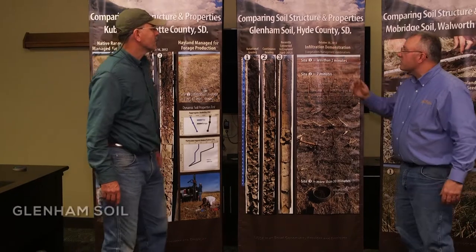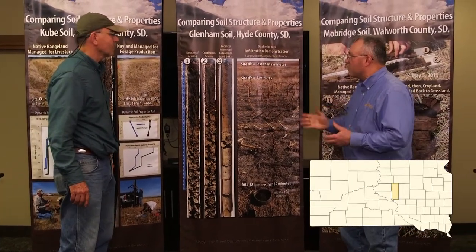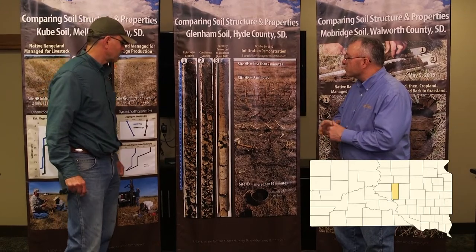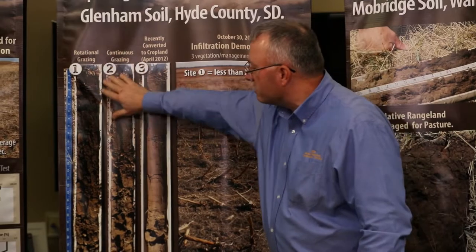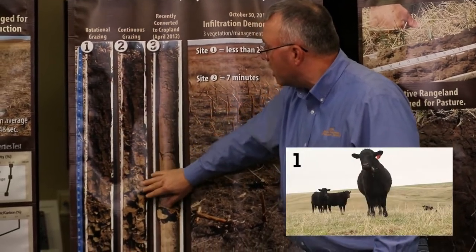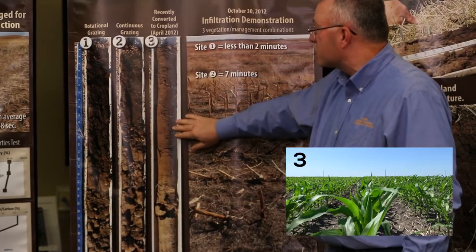This is a Glenham soil. This is in Hyde County, South Dakota. It's by Highmore. The site is actually north of Highmore. It's a Glenham soil. Here we've got that native range site that's rotationally grazed, something that's overgrazed right across the fence, and then we had it converted to cropland right next door also.